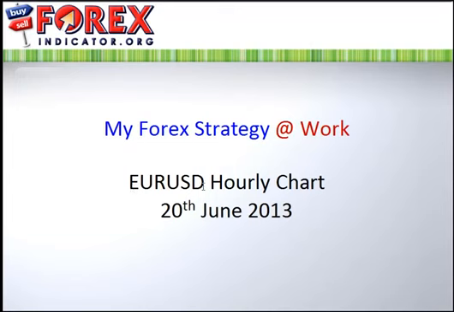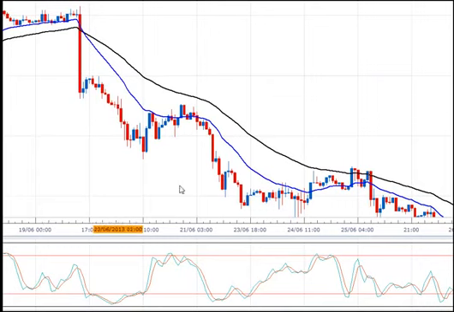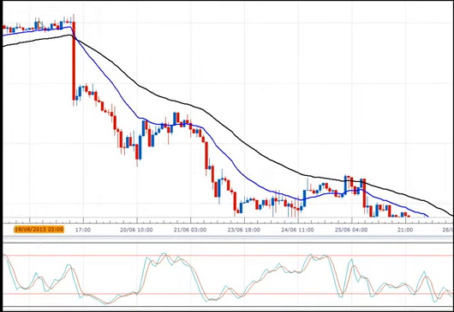On this euro dollar hourly chart, 20th of June 2013, let's take a look at it. This is what happened here. You can see the price crossover. One of the criteria for this strategy is that your crossover must be very strong, which means you can see here a very good angle and separation. You can see this separation is very wide. It tells us that this trend is very strong.